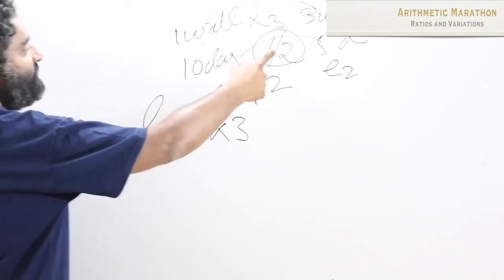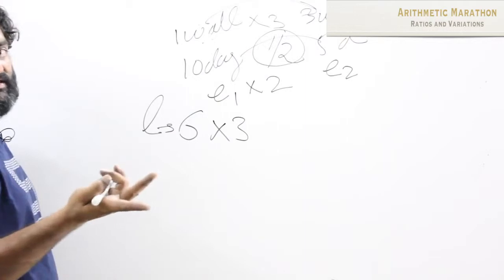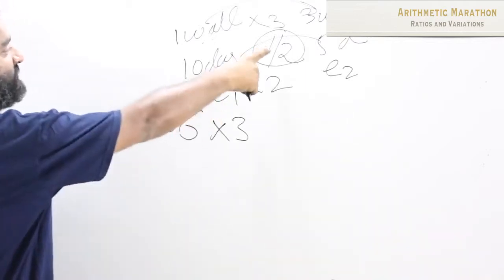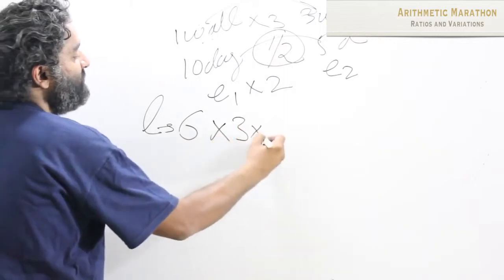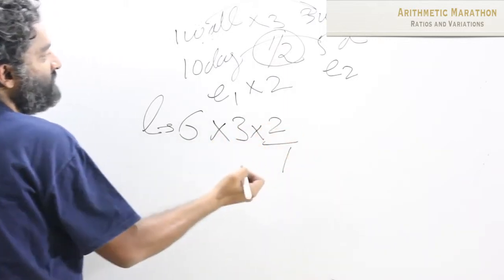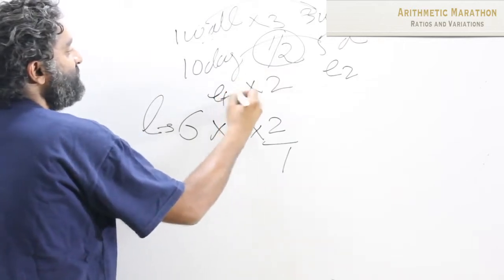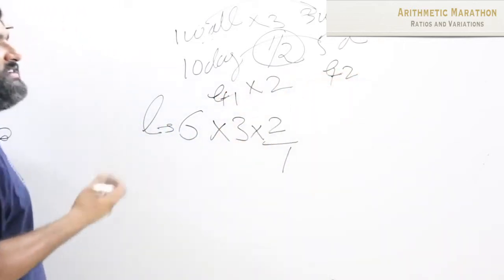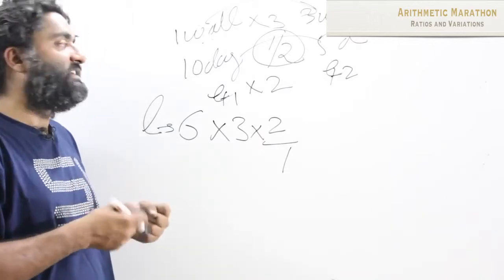So the number of days is getting halved, and if you think about it, days are inversely proportional to laborers. So if the multiplying factor for days is 1 by 2, the multiplying factor for laborers would become 2 by 1, okay? Now lastly, think about the efficiency. This is efficiency, okay? What does efficiency mean? Efficiency is rate of work, right? How much work gets done in each day.